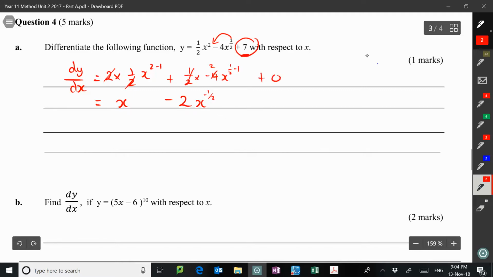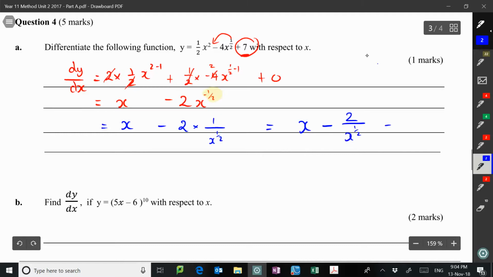So this is technically my answer here, but remember, you never leave your answers with negative powers. You're meant to write your answer now as x minus 2 times, now x to the power of negative half is the same thing as writing 1 over x to the power of half. That's the same thing as writing x minus, now 2 times the fraction, numerator with numerator, that becomes minus 2 over x to the power of half.